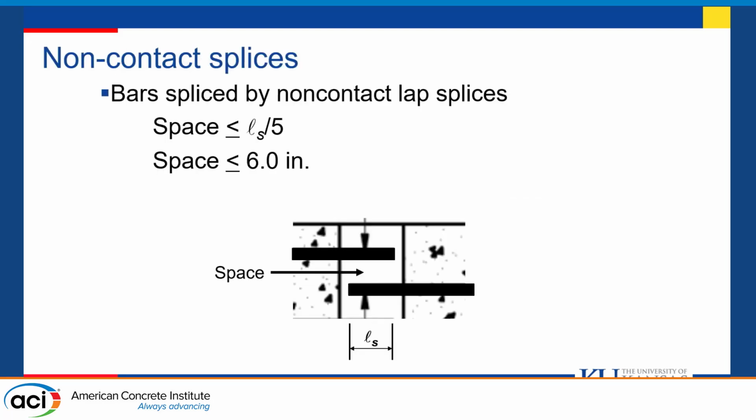Talking about our beam tests, all our tests were non-contact splices, and there is a code provision for non-contact splices that the clear spacing between the splice bars must be limited to 1/5 of the splice length or 6 inch, whichever is smaller. But we did not meet this requirement in our tests, and our test results, which I will explain later, will show that this requirement is not needed in ultra high performance concrete.